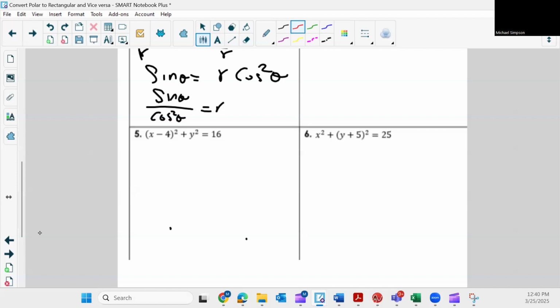Are we good? Are we stuck here? Okay, let's do this here. You stuck? All right, here we go. There are 2 ways we can do this. I'm going to do a different way. I did this in my 4th period. All right, ready? Let's expand this. What is x minus 4 squared equal to?